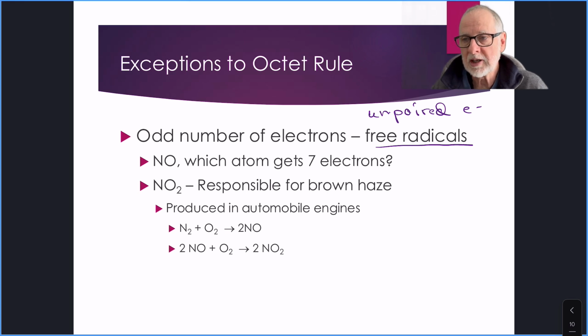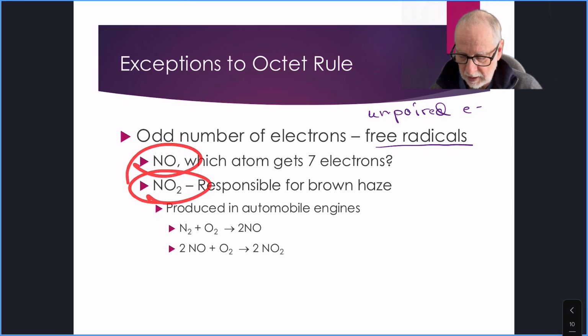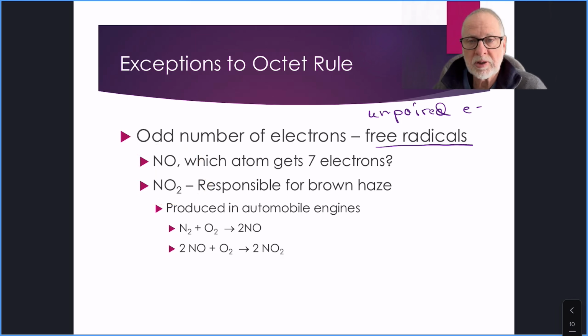Nitrogen monoxide and nitrogen dioxide, indicated here, tend to be produced in automobile engines, for example, when you get combustion reactions. So you are combusting gasoline with air, and there's nitrogen in the air. So the nitrogen will react with the oxygen in that combustible high pressure situation that will generate these nitrogen oxides.